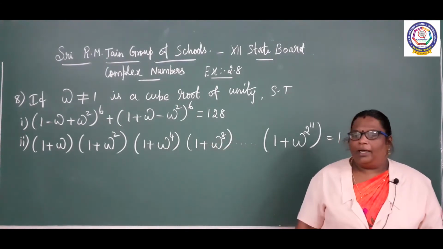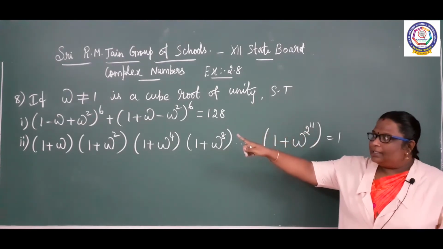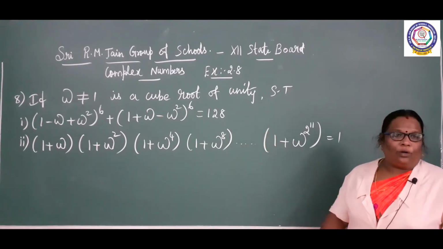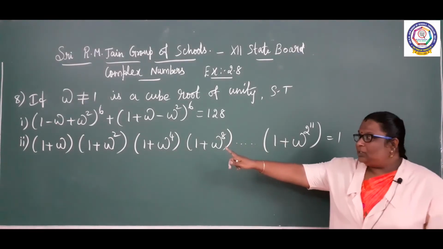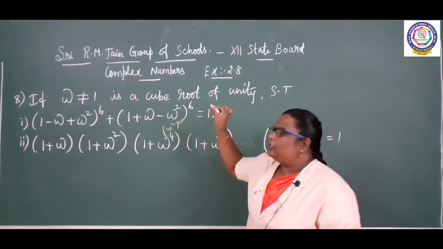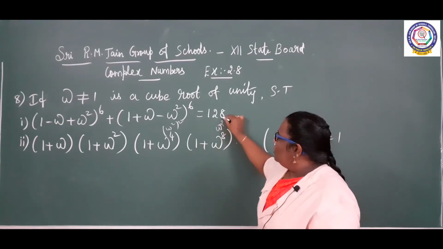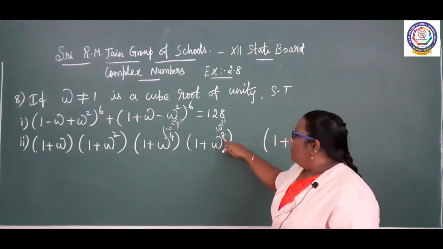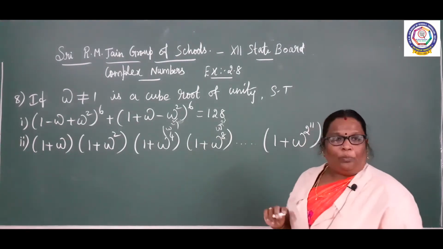Eighth sum. If omega not equal to 1 is a cube root of unity, show that (1 minus omega plus omega square) whole power 6 plus (1 plus omega minus omega square) whole power 6 equal to 128. Then the second proof: omega power 4 is nothing but omega square the whole square. Omega power 8 is nothing but omega power 2 cube. Omega power 2 square is 4, omega power 2 cube is 8, up to omega power 2 power 11.